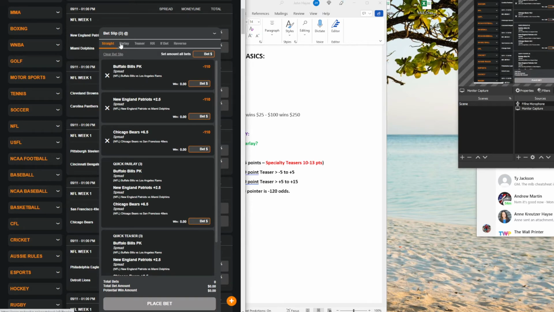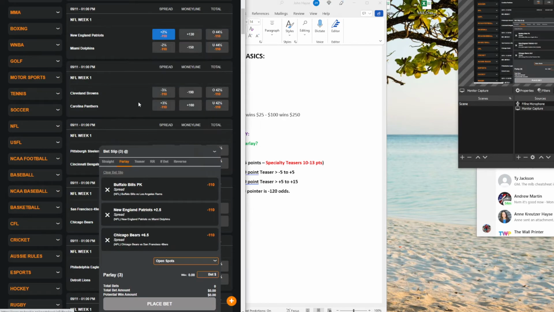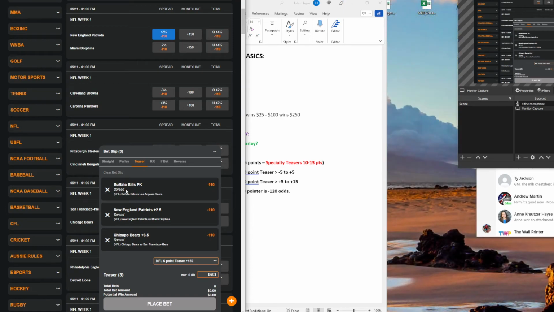So over here it has straight, parlay. So straight bet, we talked about, you're betting each individual game a certain amount. A parlay is when you put them all together and they all have to win. And so you can kind of see the money on there. And then the teaser, so when we tease them all, right now the normal Vegas line is Bills pick, Patriots plus 2.5, Bears plus 6.5.